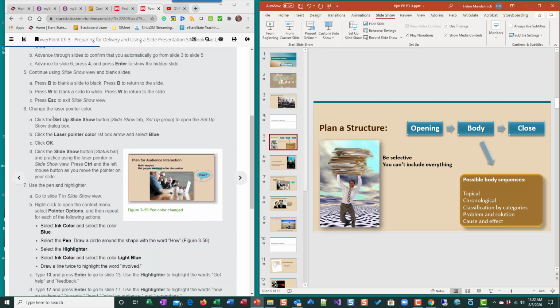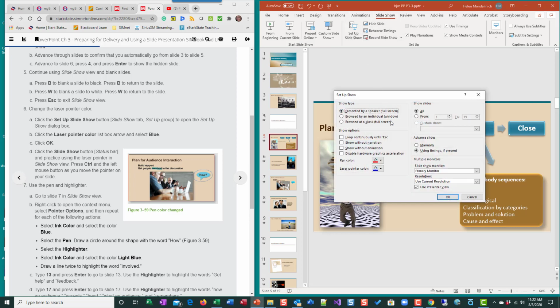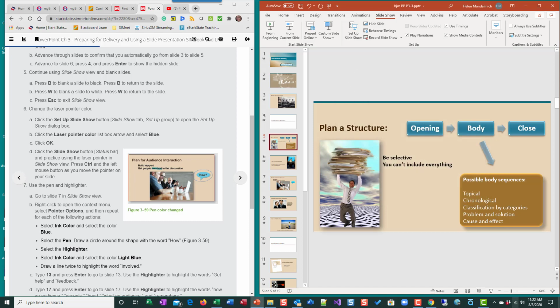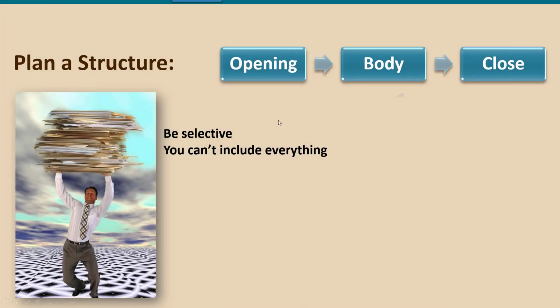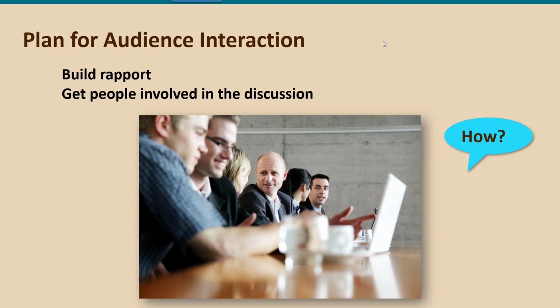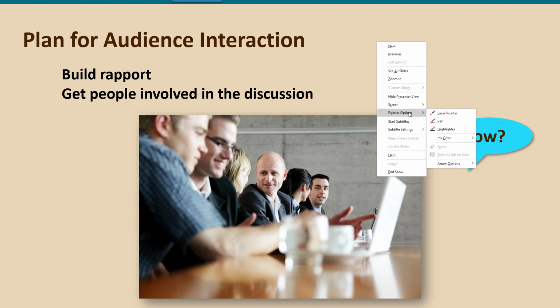Now what we're going to do, set up slideshow. So slideshow, set up slideshow. We want to click the laser pointer and make it blue. Now we're going to click on the slideshow button down here at the status bar. We want to right click, and in pointer options for pen, we're going to do ink color and make it blue.